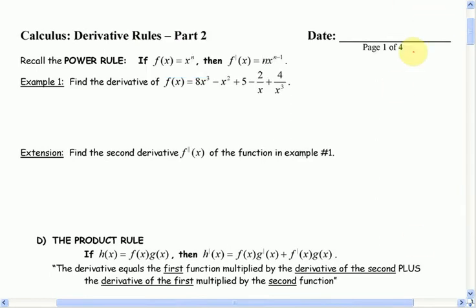Okay. All right, ladies and gentlemen. What's the derivative for example number 1?